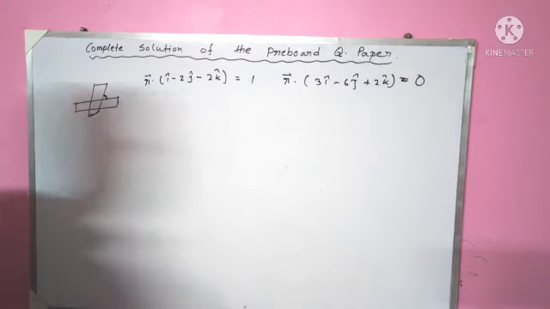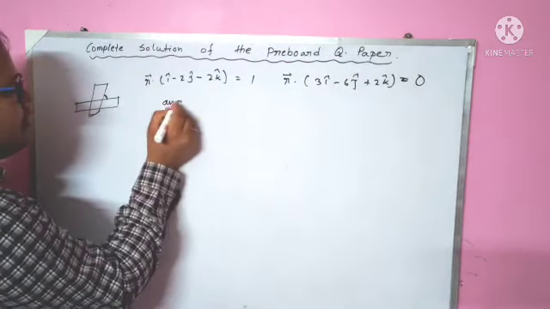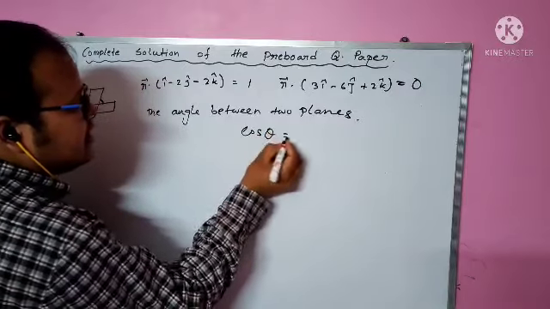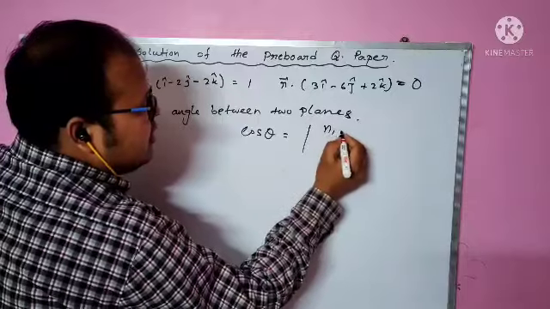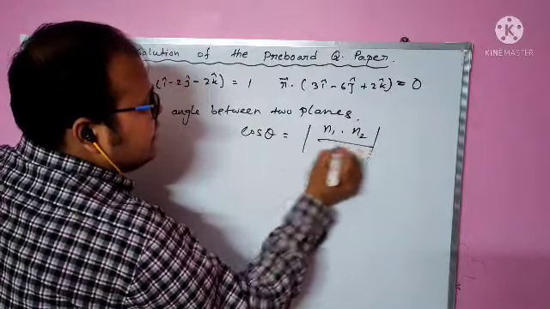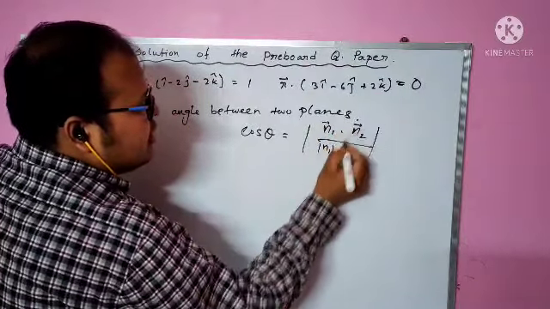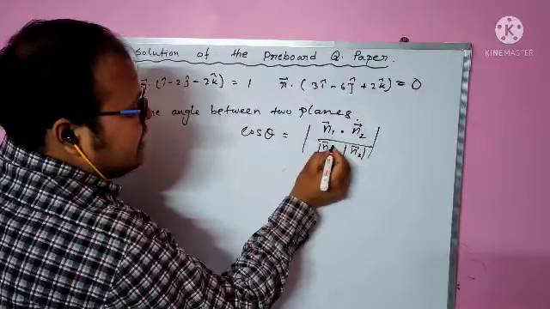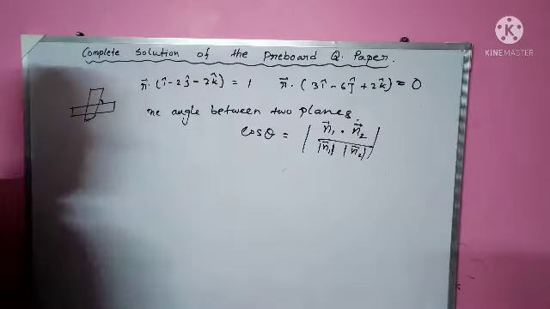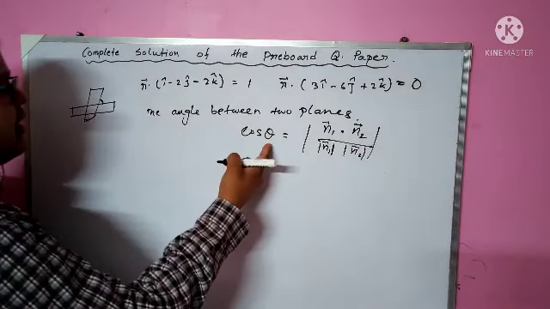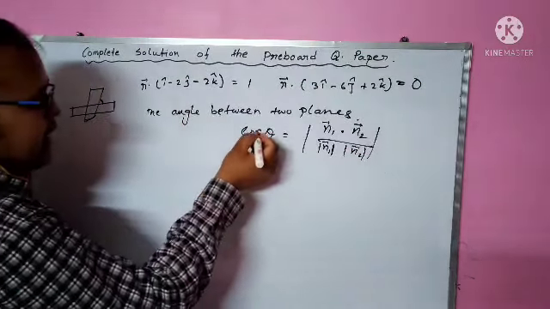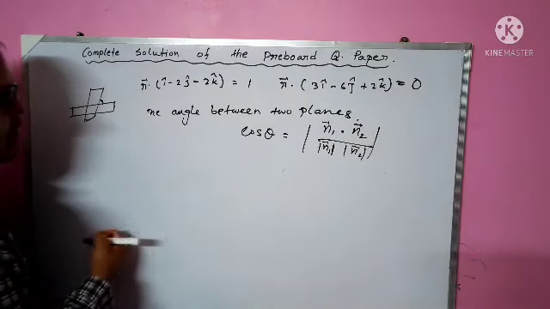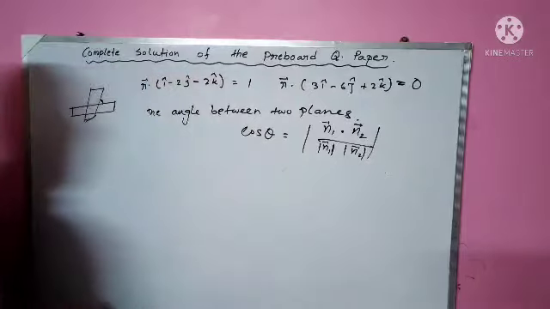Now we know the formula for finding the angle between the planes: theta equals the modulus of n1 dot n2 divided by mod n1 into mod n2. The numerator is a dot product, and in the denominator it is a general multiplication. Theta is the angle between these two planes, and this relation holds for them.